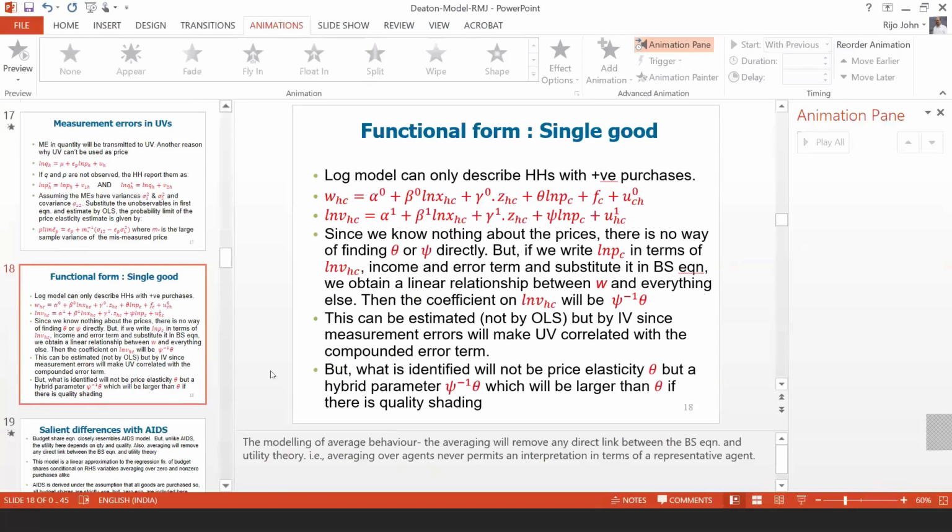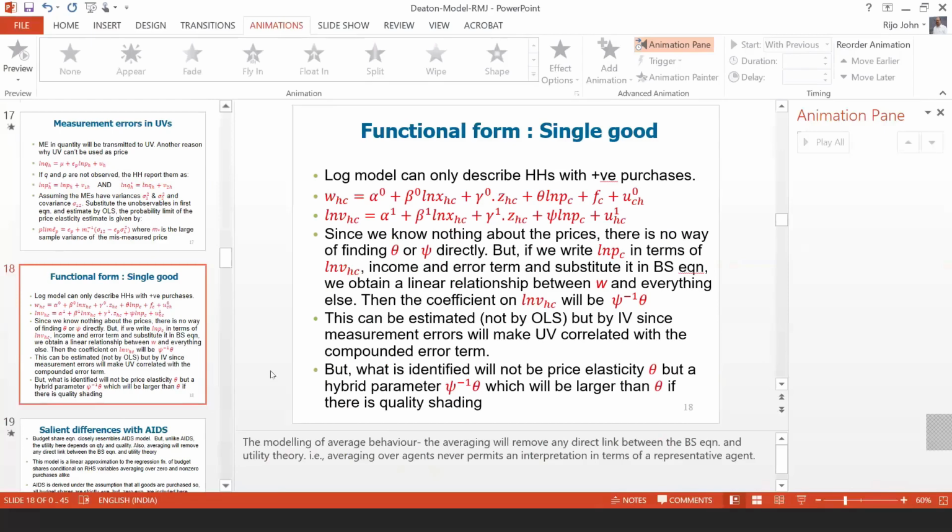So even if we are using the IV to estimate this model, what we are actually estimating is not theta itself, but a hybrid parameter, theta divided by psi, which will be larger than theta if there is quality shading. That is the idea. Because as you can see here, the psi is the coefficient in the unit value equation. And if your beta 1, the quality elasticity, is 0, then psi will be tending to 1.